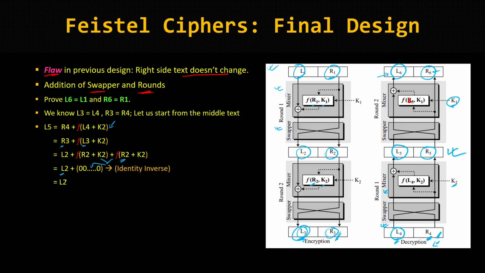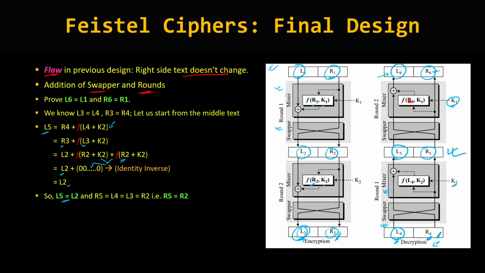So this is the existence of identity, right? So we are getting L2, okay? So this is how we can get L5 is equals to L2. So L5 is equals to L2, right? We have proven that.